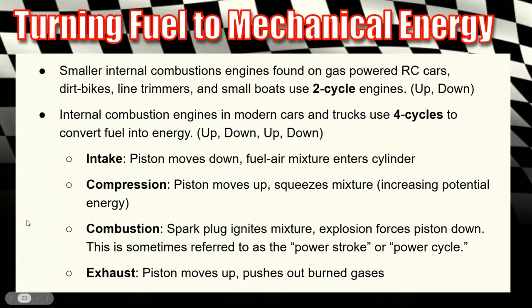Smaller internal combustion engines, such as those found on gas-powered RC cars, some dirt bikes, some line trimmers, some four-wheelers, and small boats, use two-cycle engines. The piston goes up and down, and every time it goes up, it fires. It goes up for one cycle, down for another cycle, and then back up again, a total of 2 cycles. Now, in modern cars and in modern transportation, you might hear the term 4 cycles. In other words, it takes 4 strokes, up 1, down 2, up 3, down 4, to make energy happen.